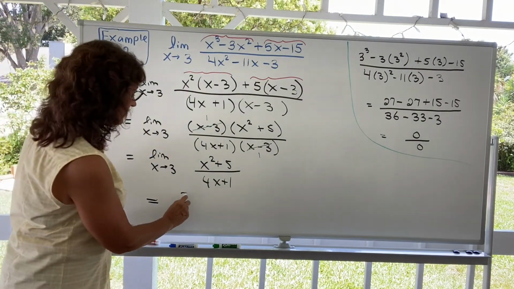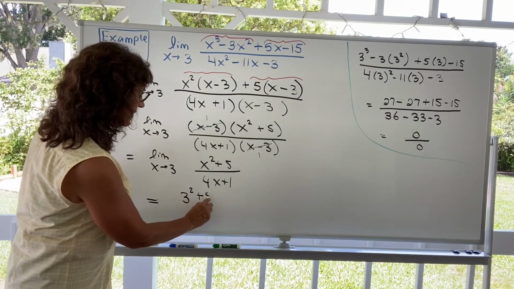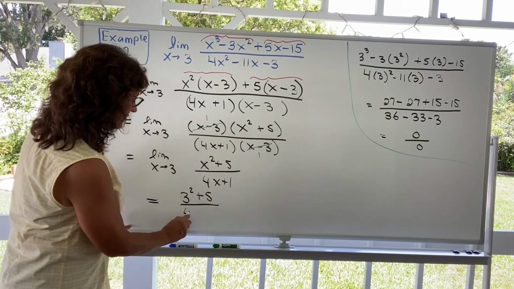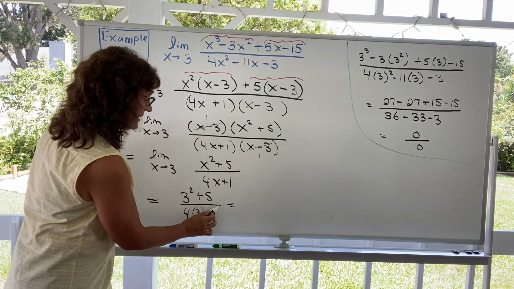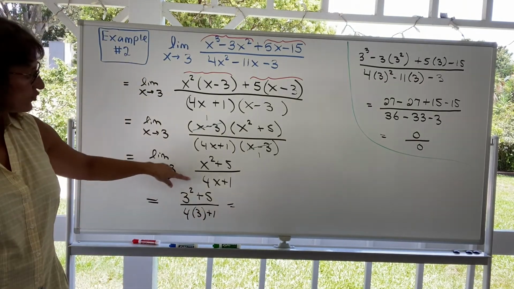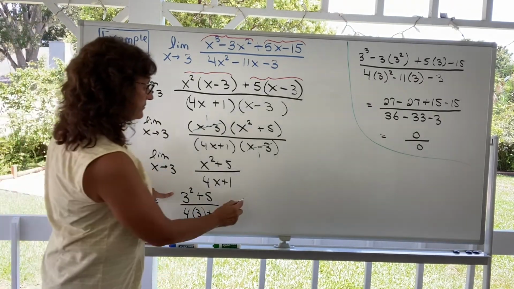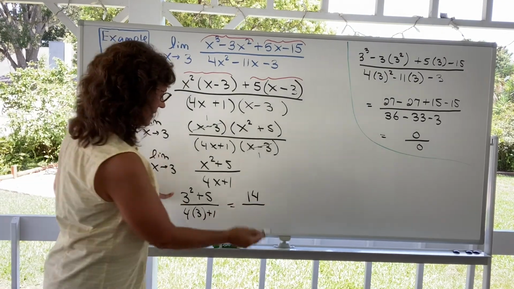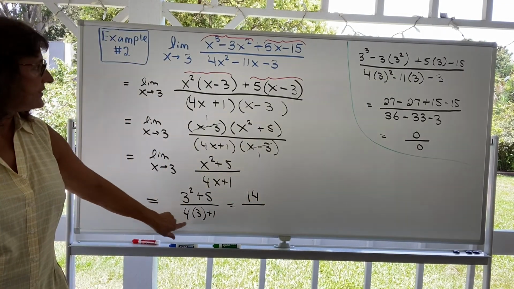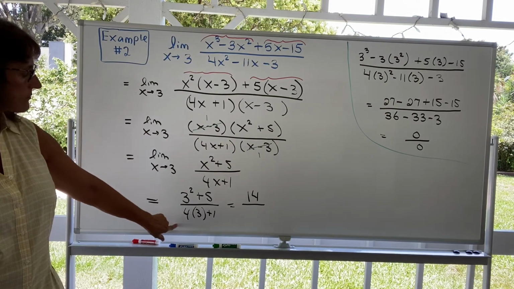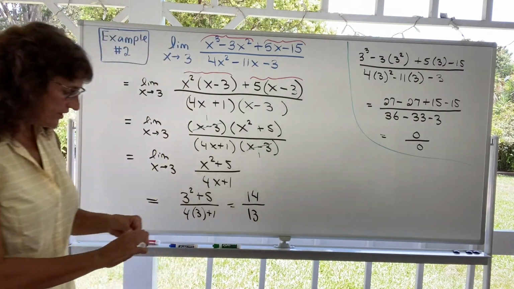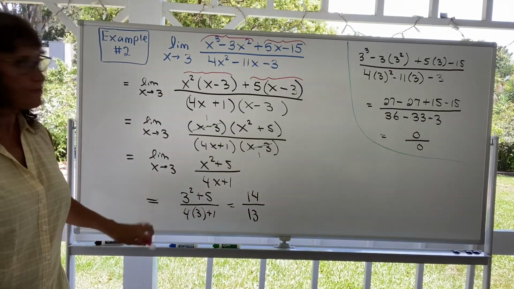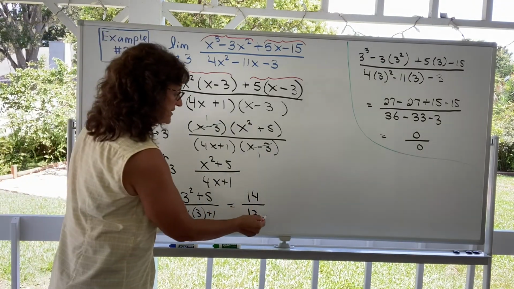Okay, so you have 3 squared plus 5 in the numerator. The denominator is going to give us 4 times 3 plus 1. Okay, and so let's go ahead and compute. 3 squared is 9, and 9 plus 5 is 14, okay? And then 4 times 3 in the denominator is 12, and 12 plus 1 is 13. And so here is our answer, okay? So our answer is 14 over 13.